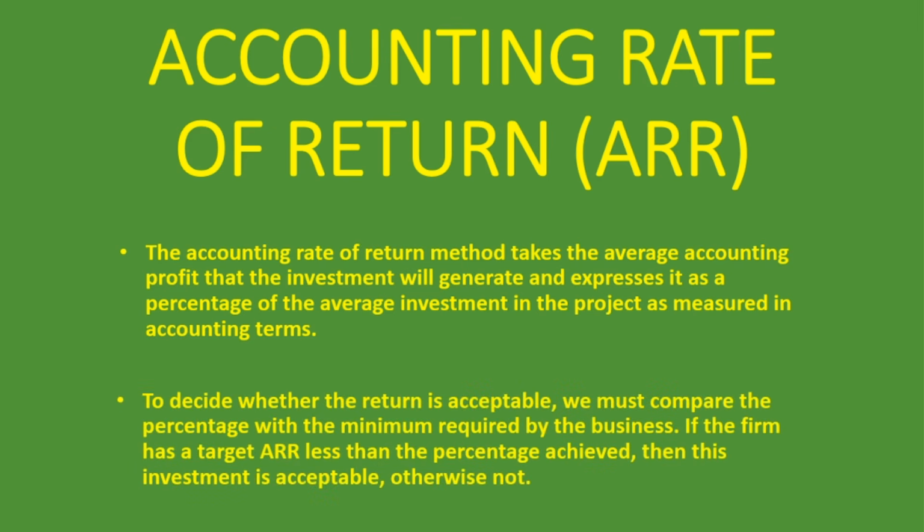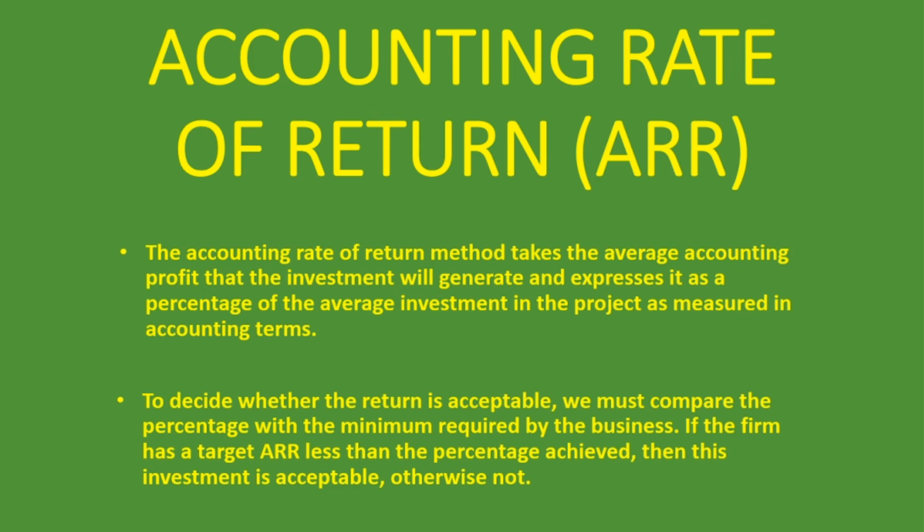To decide whether the return is acceptable, we must compare the percentage with the minimum required by the business. If the firm has a target accounting rate of return, or ARR, less than the percentage achieved, then this investment is acceptable, otherwise not. So if a company says that we desire to have an accounting rate of return, for example, of 20%, and when we do our calculations we find that the accounting rate of return for a specific project is 25%, that means it's higher than the minimum required. That means we will accept it.